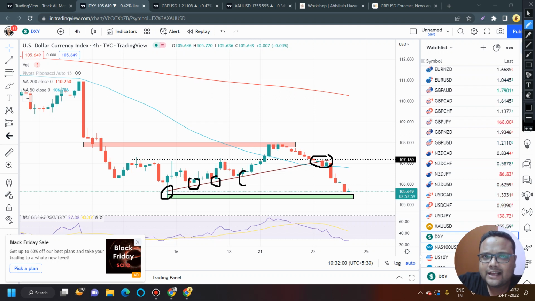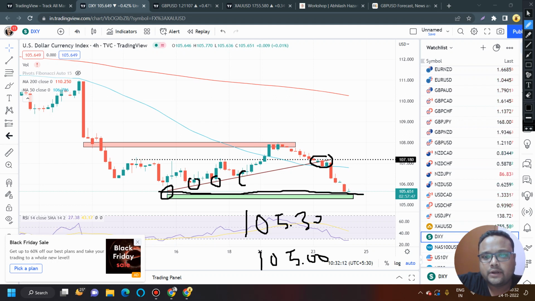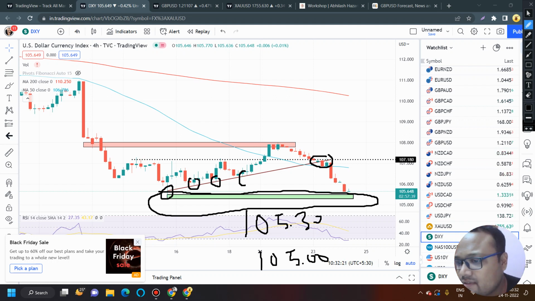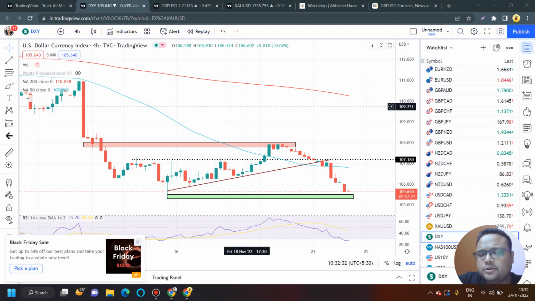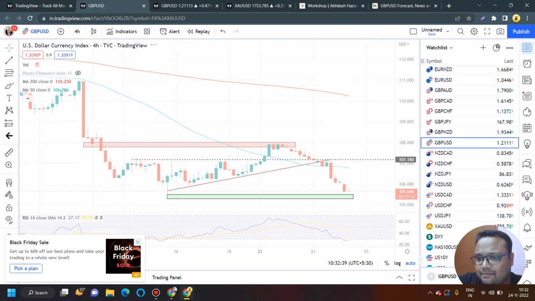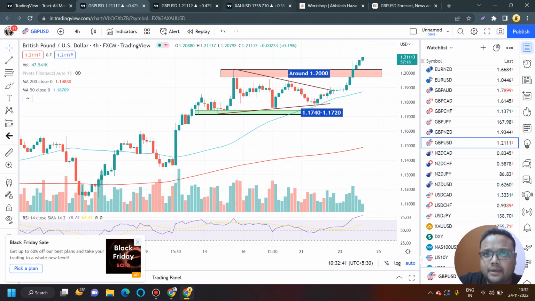DXY has almost come to the previous support of 105.30. So 105.30 to 105 will be a very important support for DXY right now. DXY will try its best to hold the level, because if DXY breaks this support, then a massive sell will be coming on DXY, and we will see further upside on the chart of GBP USD and Euro USD. In fact, experts around the world are very much bullish, at least temporarily, on GBP USD and Euro USD. So this upside may continue.